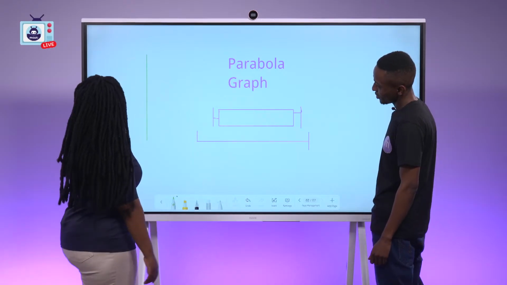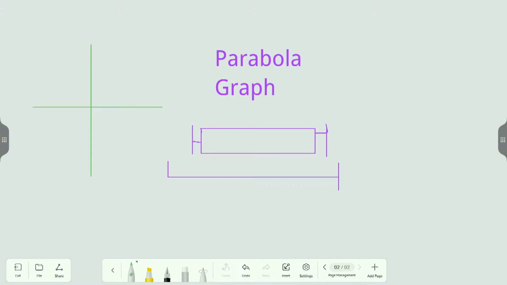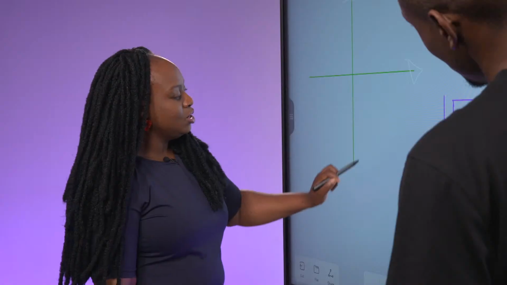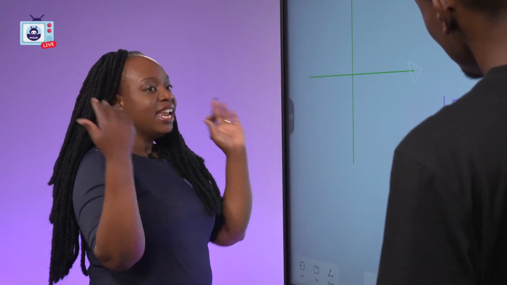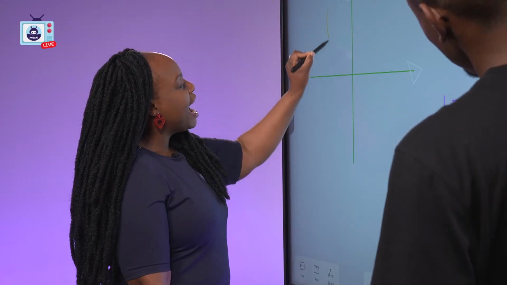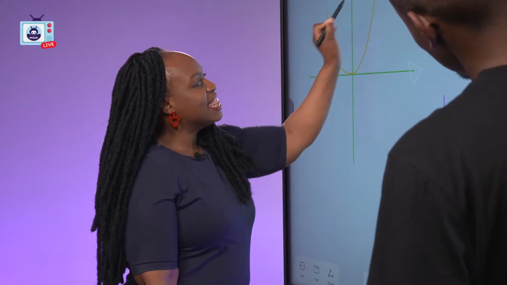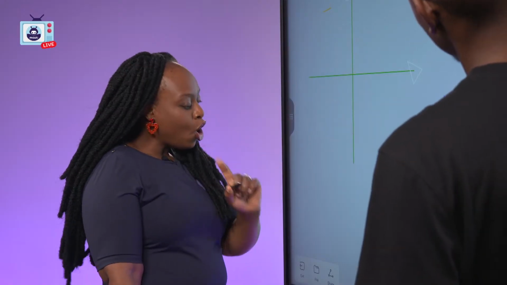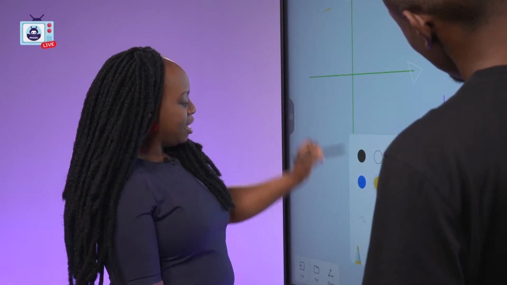A parabola graph always has to be drawn on a Cartesian plane, just like you did with your box and whisker. It has your x-axis. So we always do that when we draw any graph. When we draw the graph, we always put the arrows because they are non-ending lines. But a parabola looks like this. It either has a smiley face just like that, or it has a curve.